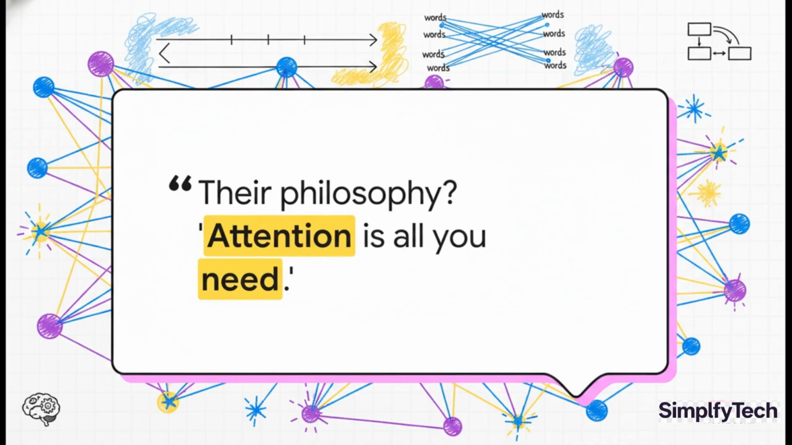And their core idea is just so cool. It's a concept called attention. Instead of reading a sentence one word after another, a transformer looks at all the words at the exact same time and calculates how important each word is to every other word. This unlocks this deep, almost human-like understanding of context. It was a total game changer.